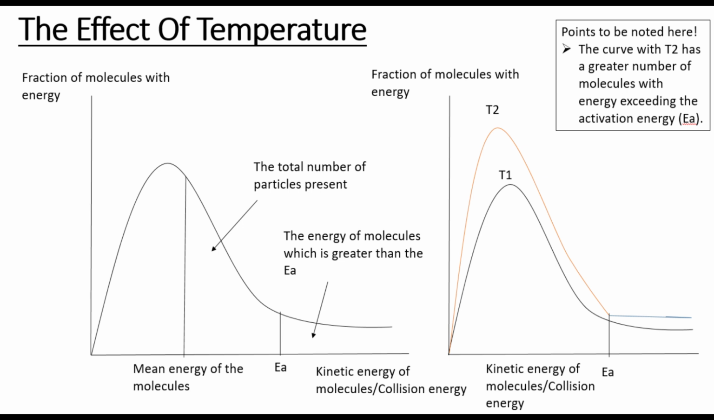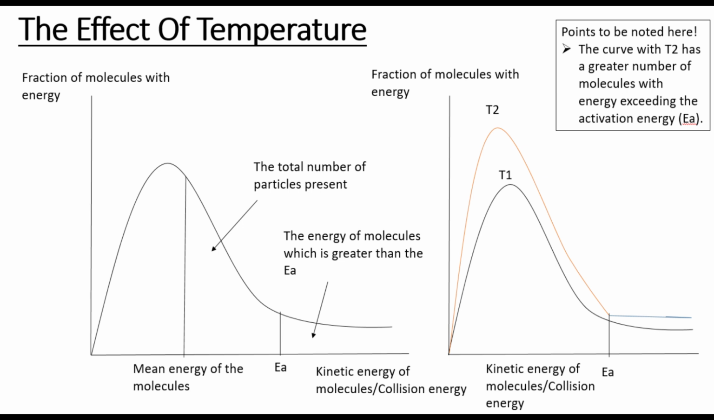You see that the area under the curve gives us the total number of particles that are present here, and also there is the mean energy of the molecules, which is indicated by a straight line. And there is also the activation energy, and just right after the activation energy, we see the molecules with energy greater than the activation energy, which are able to overcome the activation energy barrier.